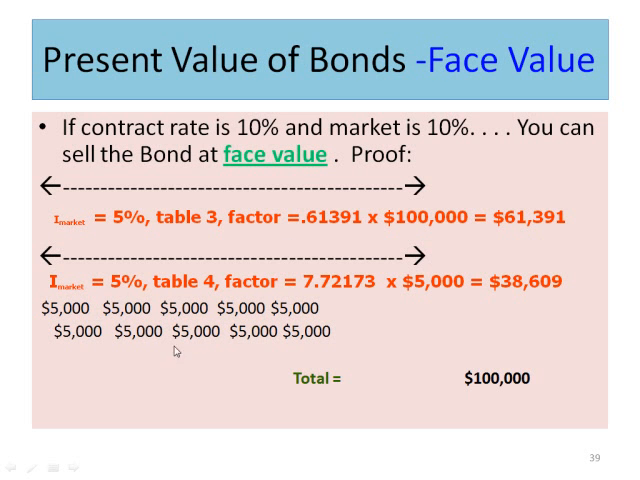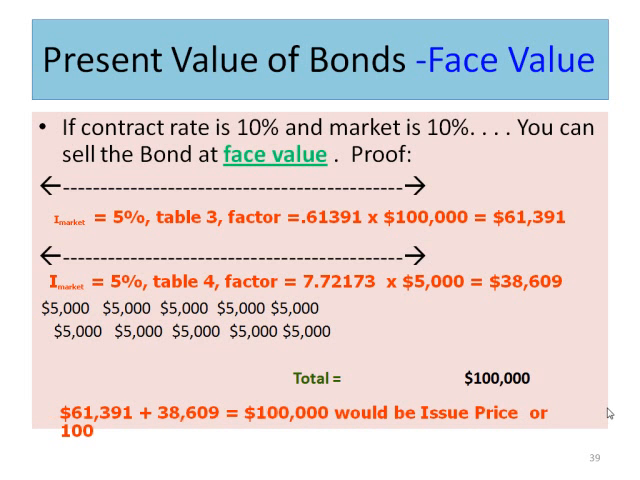Now you're going to look at the $5,000. You're going to flip over to table 4. You're going to look at the intersection of 5%, 10 periods, and you're going to find your factor, 7.72173. Multiply that by your 5,000 and you get 38,609. We'll add those two cash flows together and you'll see that it adds up to $100,000. So when we sell at face value, if we were to do these same calculations, they actually prove out, yes, it's face value. And remember, in bond speak, we don't say we're selling them at 100%. We just say we're selling these bonds at 100.